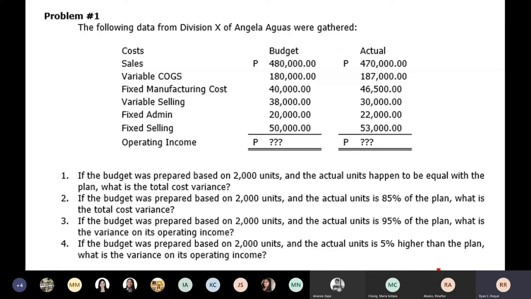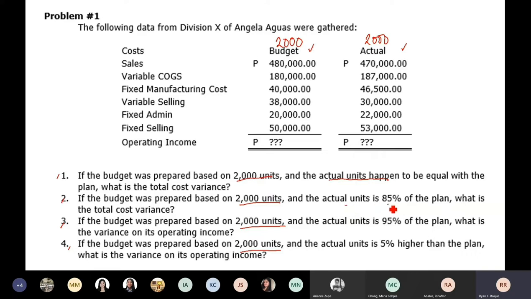Okay, so ito yung ating problem number one. The following data from Division X of Angel Aguas were gathered. So we have here the budget and the actual. Tapos, itong 1 to 4 different scenarios lang. Sabi sa number 1, if the budget was prepared based on 2,000 units. Actually, lahat pala sila prepared based on 2,000 units, itong budget natin. Okay? Pero sa number 1, actual units happen to be equal with the plan. So ibig sabihin, 2,000 din to.